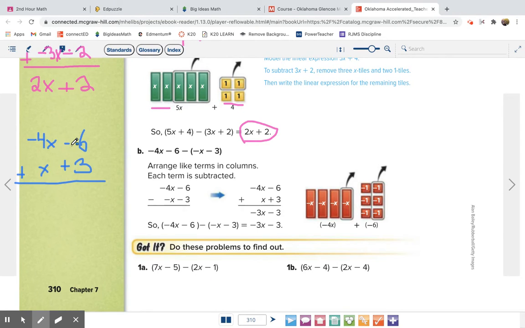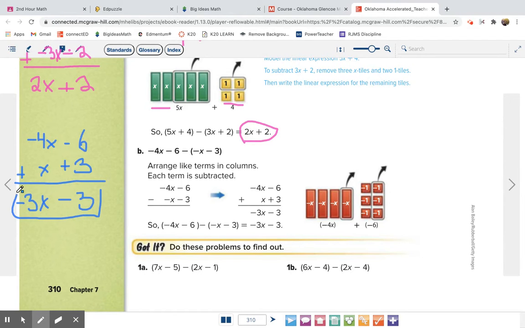Okay, so I now have negative 6 plus positive 3. Negative 6 plus 3 is negative 3. So I have a minus 3 here. Then I have negative 4x plus x. Well, when there's nothing out front, we can clearly see that that is 1x. So I have negative 4 plus 1, which is negative 3x. So our final answer here comes out to negative 3x minus 3.